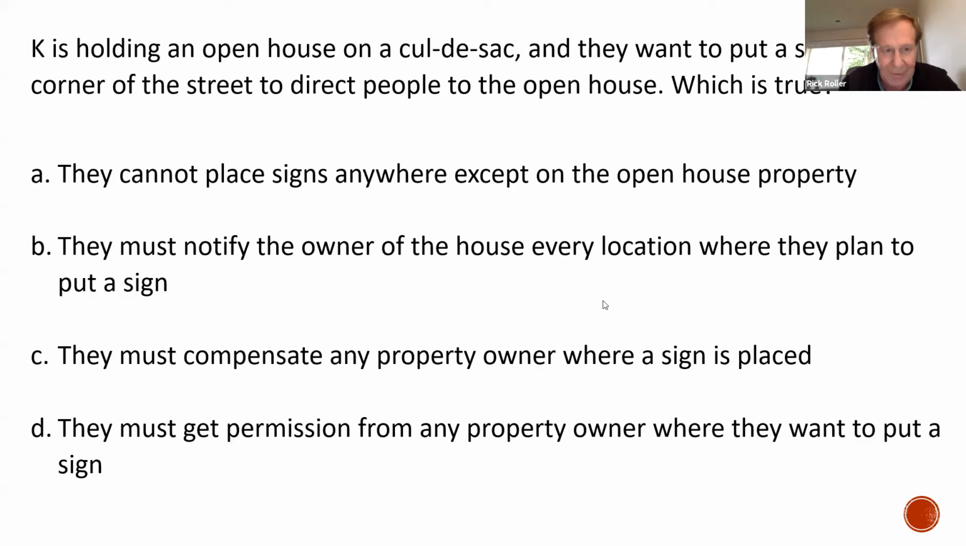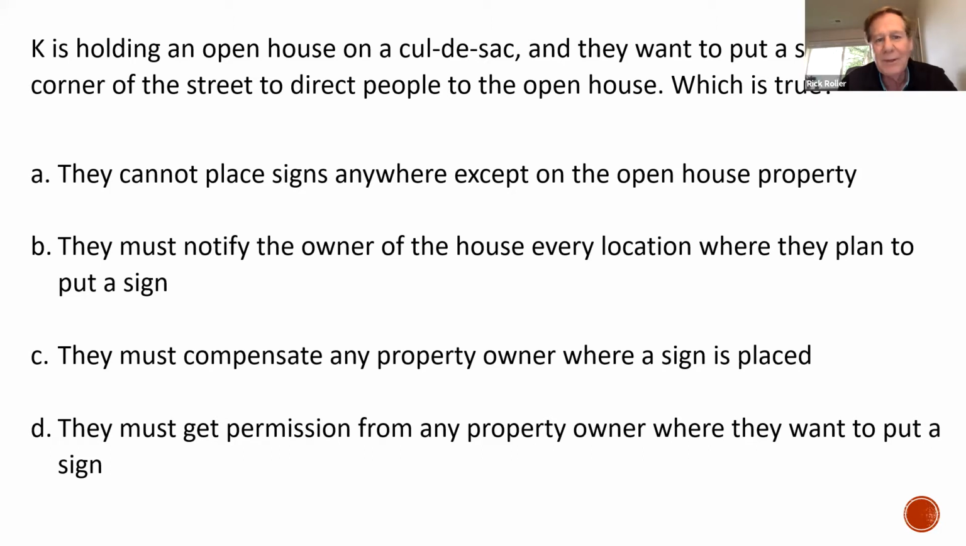Okay, let's look at our first question, Dan, if that's okay. Yep, let's pull it up. All right, our first question is, Kay is holding an open house on a cul-de-sac, and they want to put up a sign in the corner of the street to direct people to the open house. Which is true?